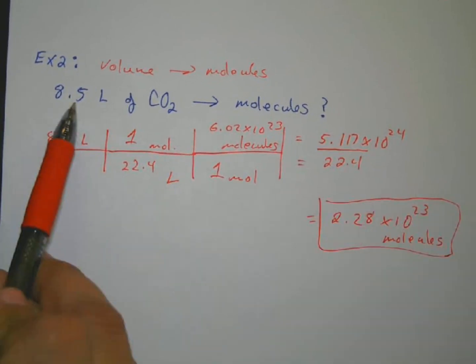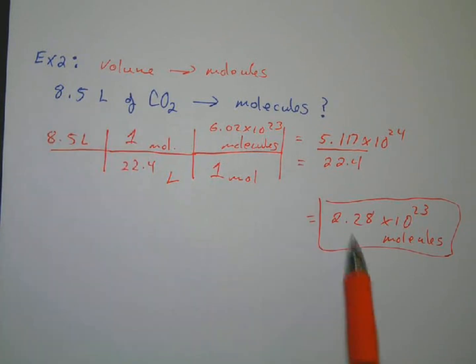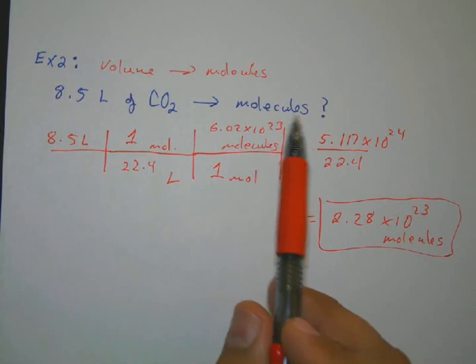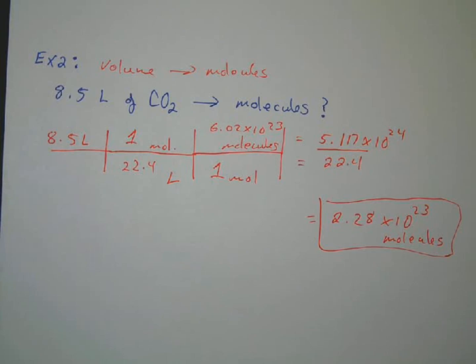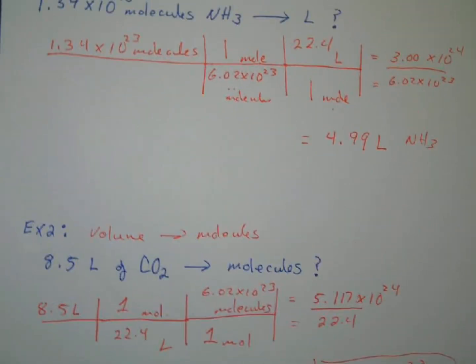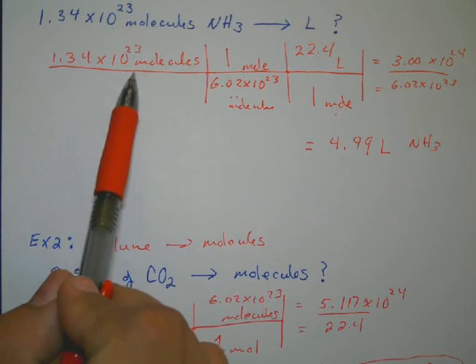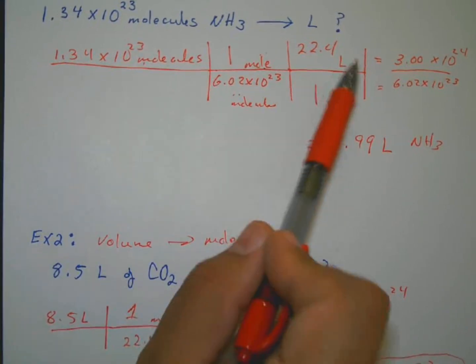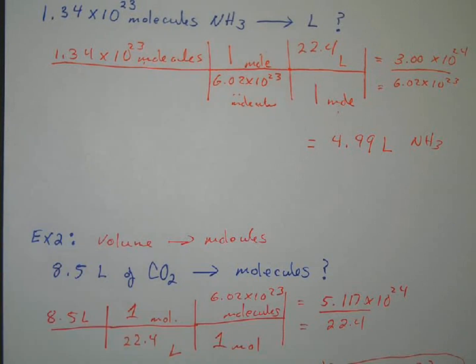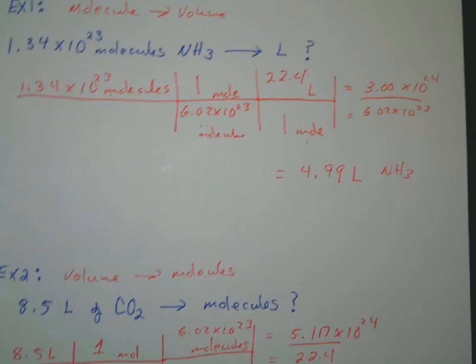So what that means is, if you have 8.5 liters of CO2, that means you have 2.28 times 10 to the 23rd molecules of CO2. That's a lot of molecules. But again, that's a lot of liters too. This is how it works, guys. As you're noticing, we keep doing the same thing over and over again. We're starting off with our given. We put it down here. We convert to moles, mole to mole. We put our last unit there. We're always doing the same thing. But this is how you convert between molecules and volume, guys.